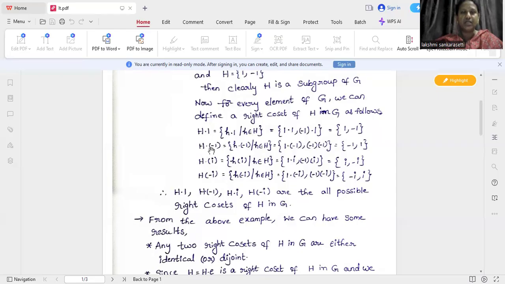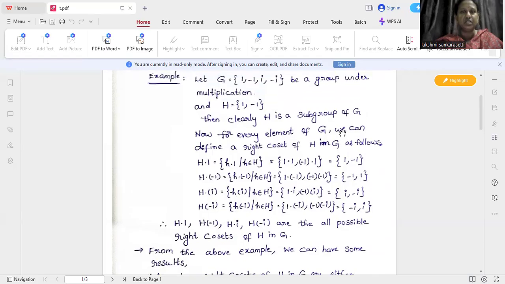Similarly, for the remaining elements of G also we can define a right coset, which are H·(-1) containing the elements -1, 1; H·i, the set containing the elements i, -i; and H·(-i) containing the elements -i, i. So these four are all the possible right cosets of H in G. For all four elements of G, corresponding to the subgroup H of G, we can define all possible right cosets of H in G.